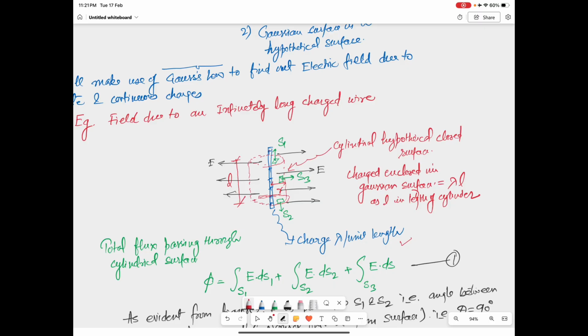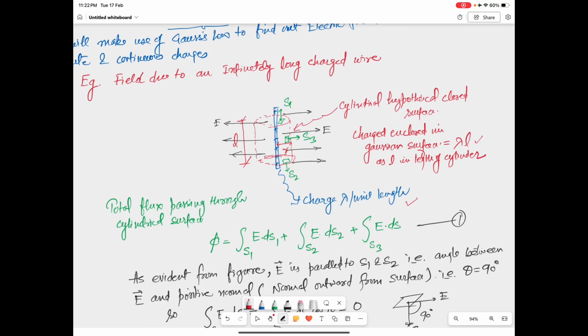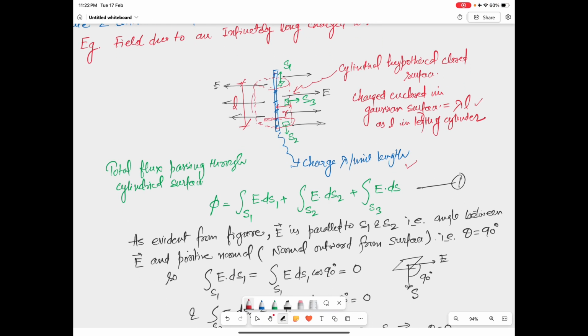So the charge enclosed in this length L of the Gaussian surface, which is a hypothetical surface, is given by lambda into L, because charge density is lambda per unit length. So lambda into L will be the charge enclosed by this Gaussian surface, which you must remember. Now the total flux for this Gaussian surface will be flux through surface S1, flux through surface S2, and flux through surface S3.